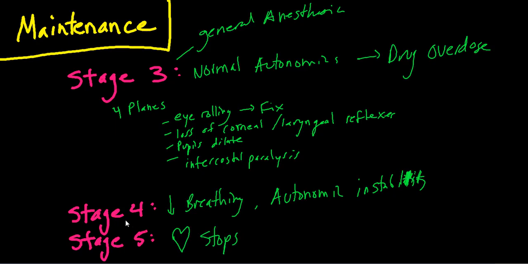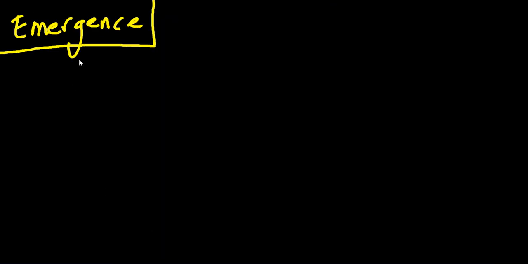So stage 4 is going to be an overdose, but our heart is still maintaining its perfusion. We're still maintaining adequate cardiac output. Stage 5 is where our heart is going to stop. That means you have gone way too far. Now, the emergence. So there's going to be 5 stages of anesthesia. We covered 1, 2, 3, all 4 planes of stage 3, 4, and 5. So now how do we emerge from anesthesia?